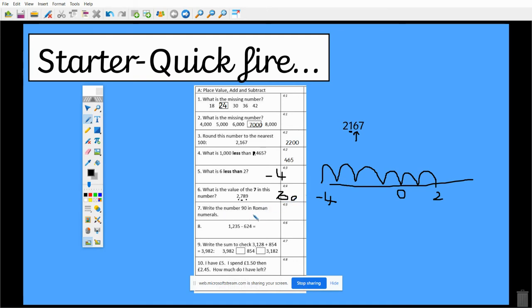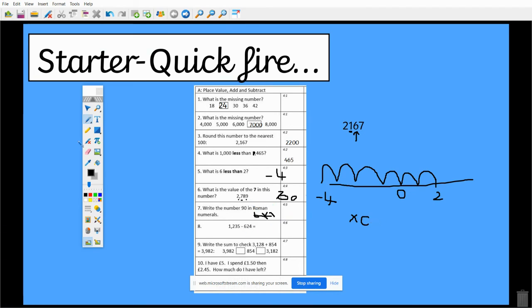Write the number 90 in Roman numerals. Right, okay, so we know that 50 is L. Now we need to add some tens. 50, 60, 70. Actually, instead of going 50, 60, 70, 80, 90 and adding on a load of tens, we know that C is 100 and we need to do 100 take away 10. So it's X and C.